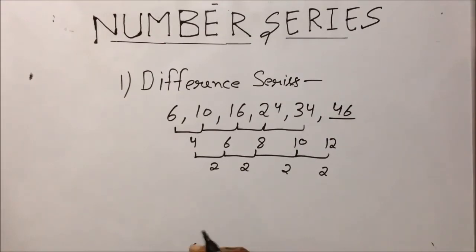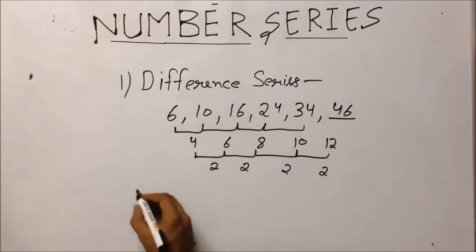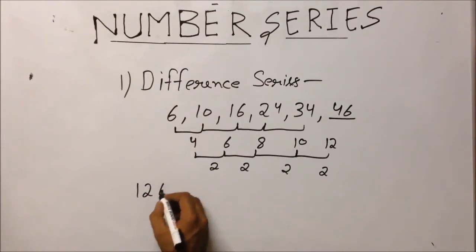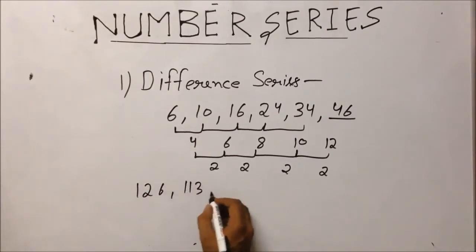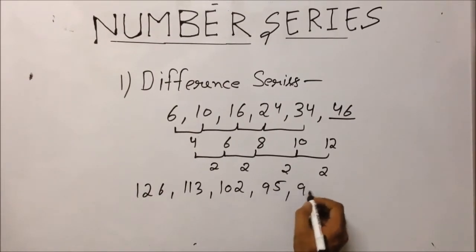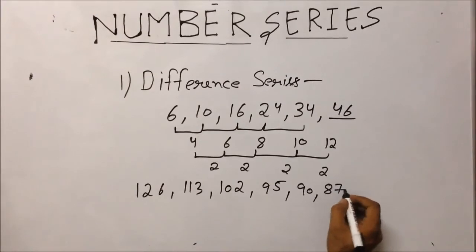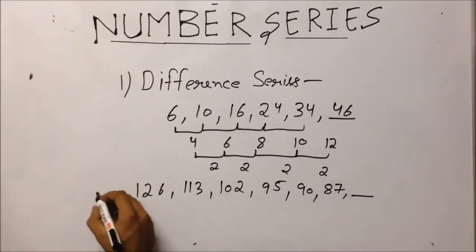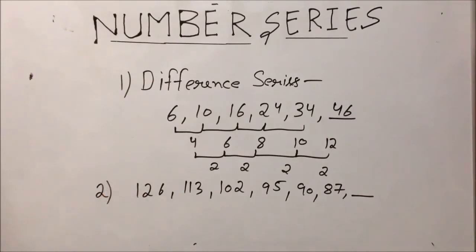Now there will be different types of questions in different series. For example, the next question: the series is 126, 113, 102, 95, 90 and 87. Now you need to tell me what would be the next number in this series. This is our second question.